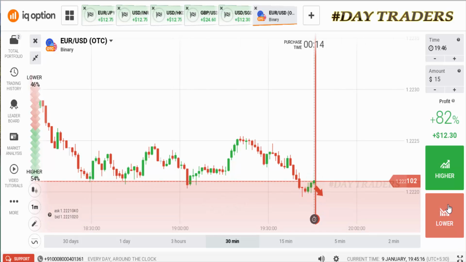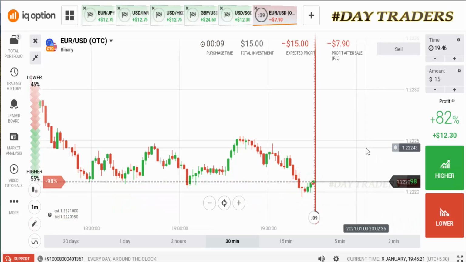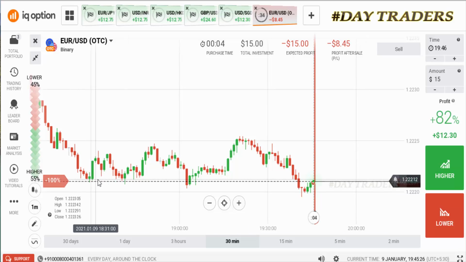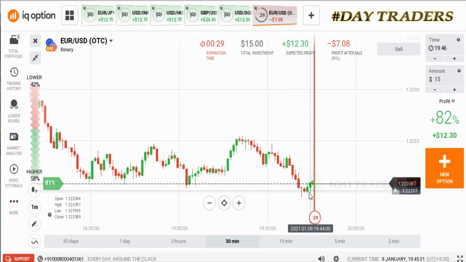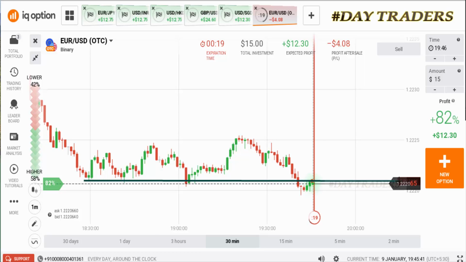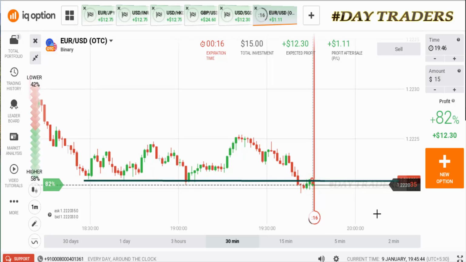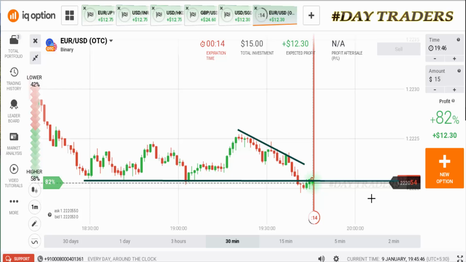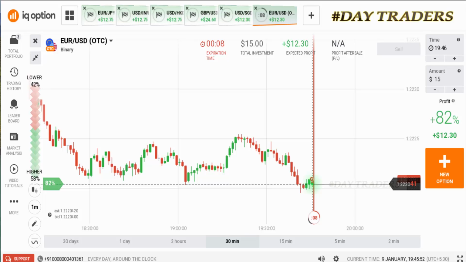Okay, let's see, this is 50-50 chances. How to place a lower option. And there is a resistance area, that's the reason I place a lower option. And previously some sellers entered the market very strongly, so that's the reason I place a lower option. But it's 50-50 chances also, sometimes they don't respect the level, this is an OTC market. And this is a downturn market. Okay, it's going down, 10 seconds only.